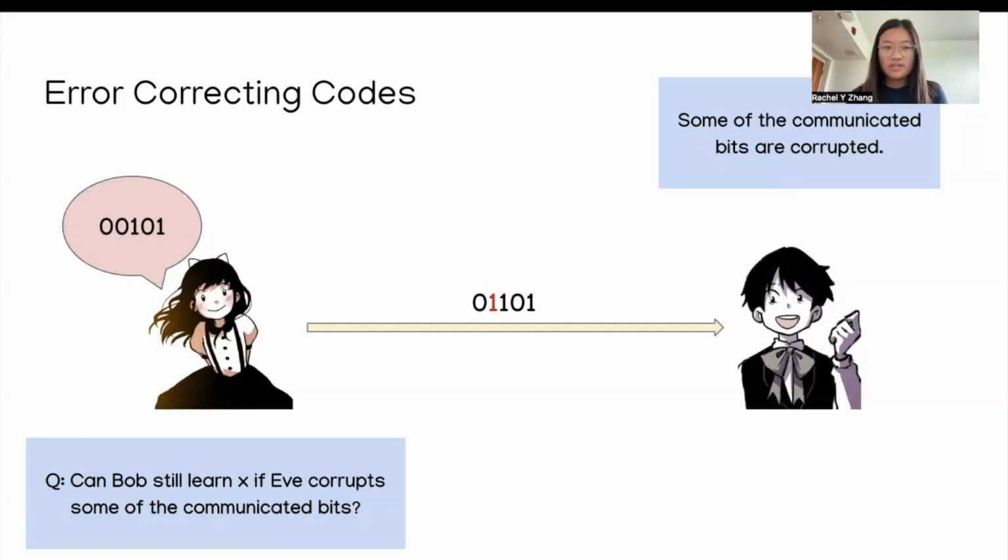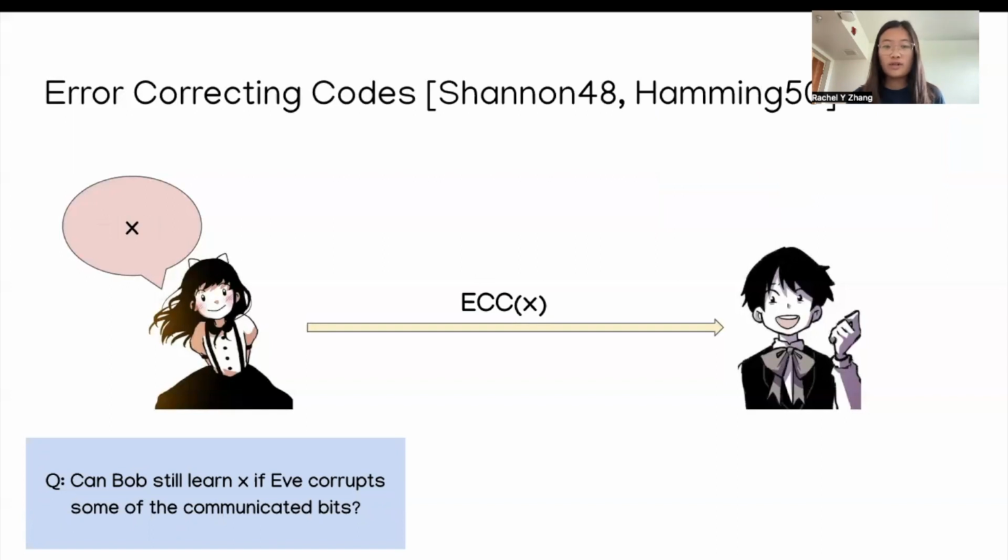It turns out the answer is yes, and this is done with something called an error correcting code. The idea is, instead of Alice just sending over X to Bob, where X is her input, she can instead send an encoding of her input X, which we denote by ECC of X, which will have some distance properties, that every two code words are pretty far apart, so that even if a few corruptions occur, Bob can still round to the nearest code word and figure out what message she intended to send.